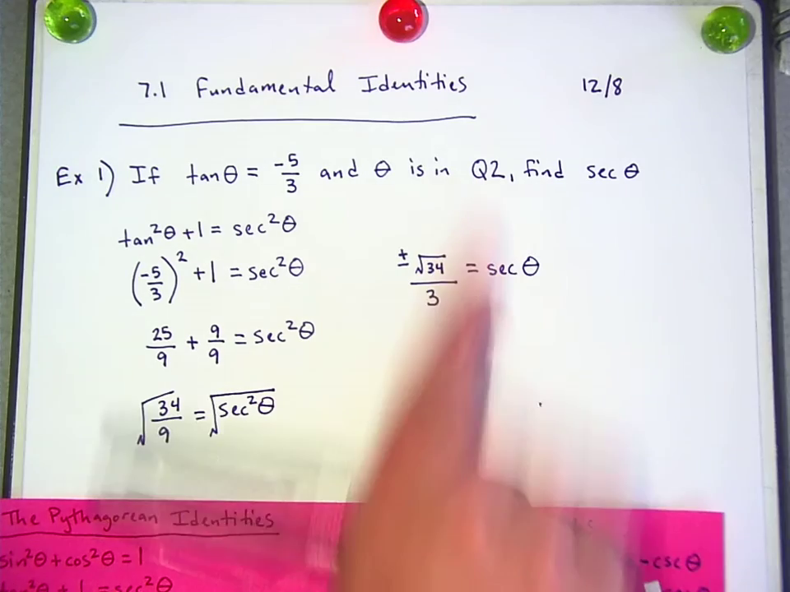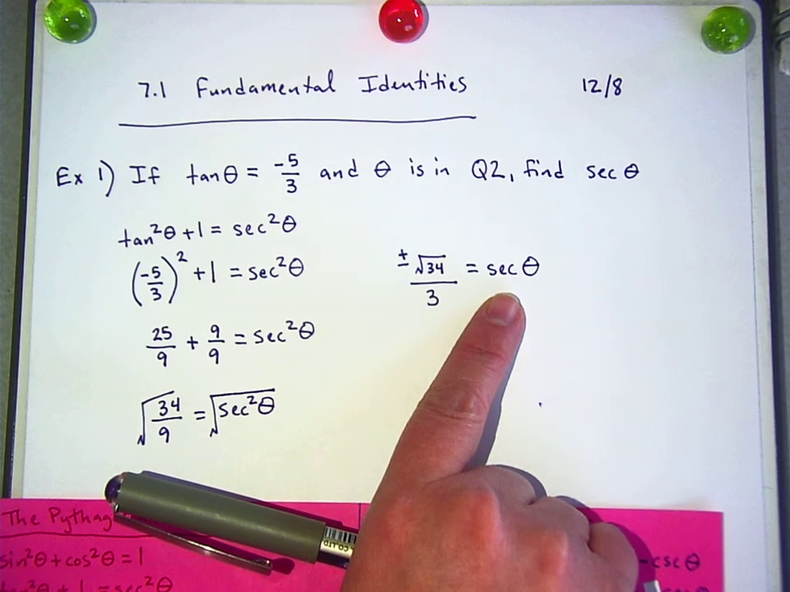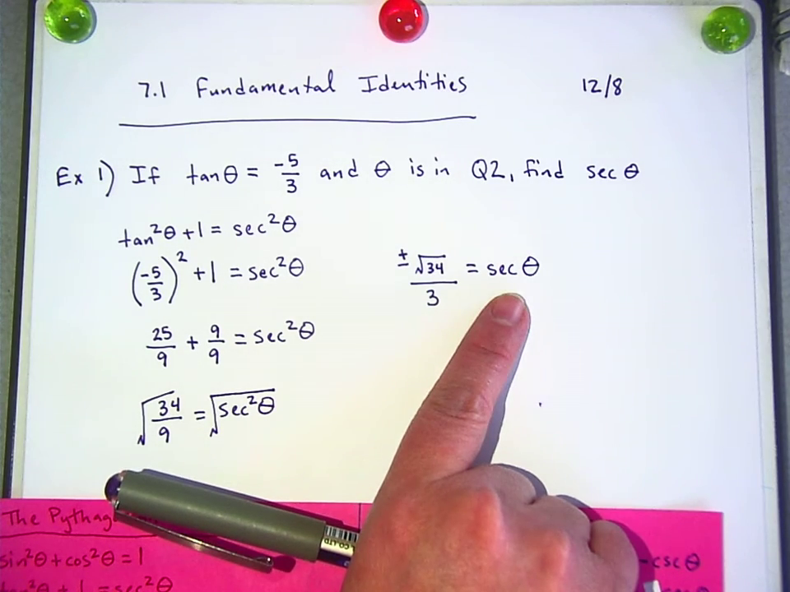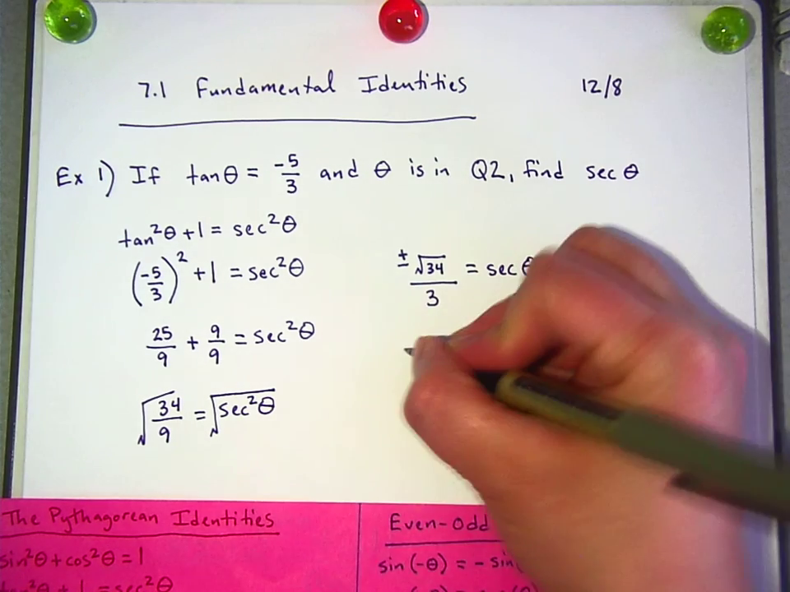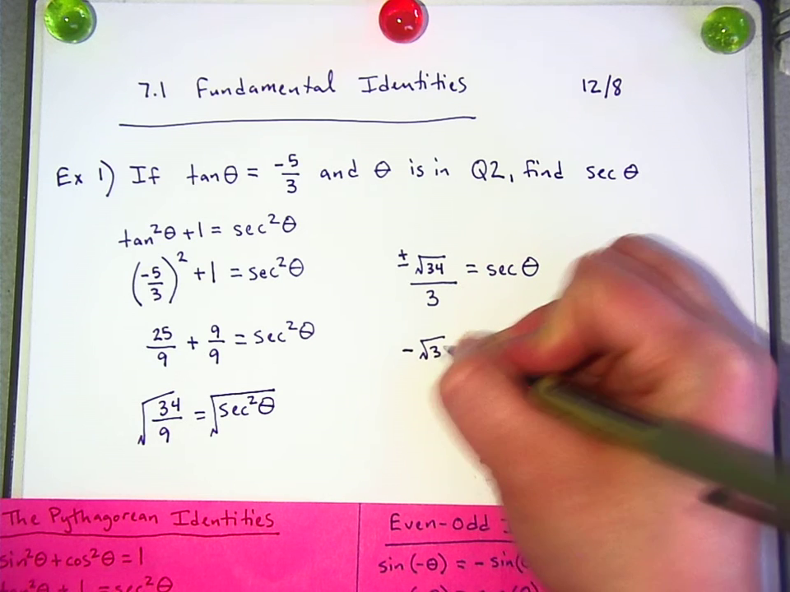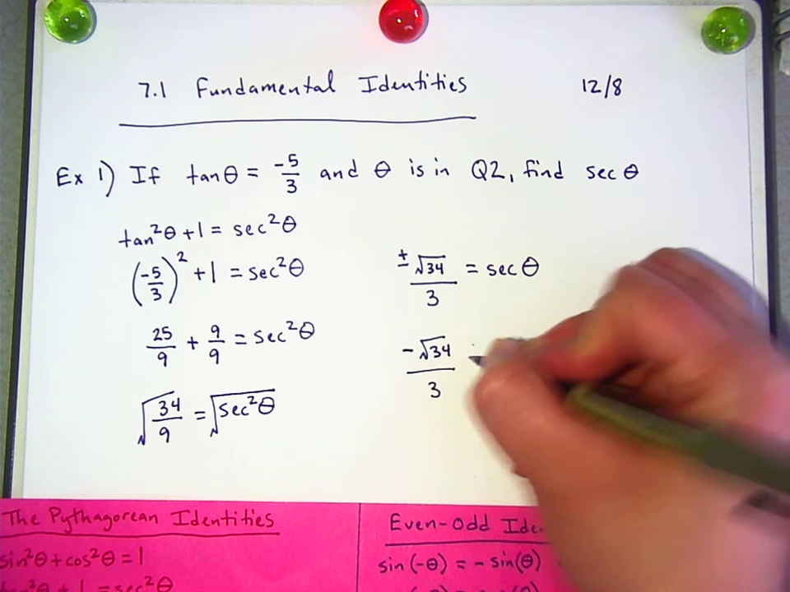It's in the second quadrant, and what is secant? Do you guys remember what that's the opposite of? Is it the opposite of cosine or sine? Cosine. Is cosine positive or negative in the second quadrant? Negative. So the answer is going to be negative. So my final answer is negative square root of 34 over 3 equals secant theta.